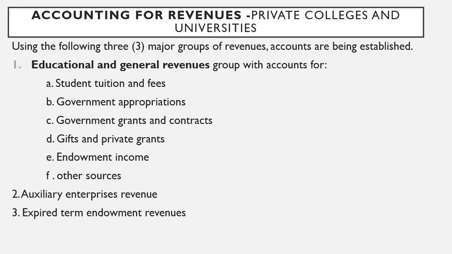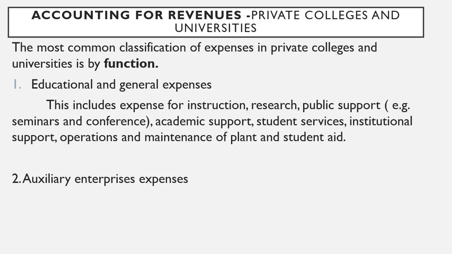And last is the expired term endowment revenue. These are endowments whose restriction has expired. Once it has expired, it becomes part of another class of revenue group.